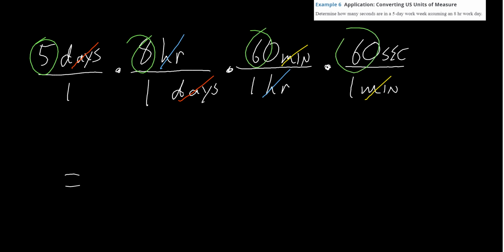So I can't do that one in my head. 5 times 8 times 60 times 60. 5 times 8 times 60 times 60 is 144,000. So 144,000 seconds. Right. So there are 144,000 seconds in a typical 5-day work week where you work 8 hours. And that concludes today's lecture.